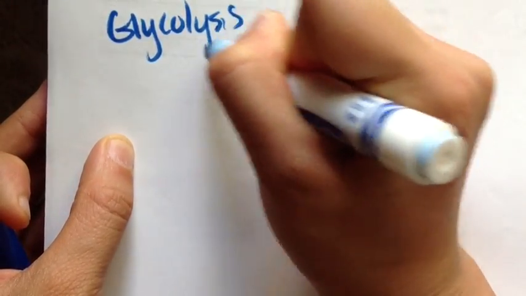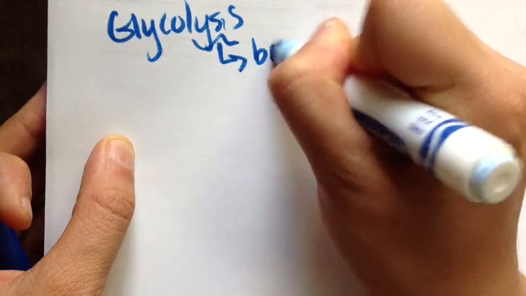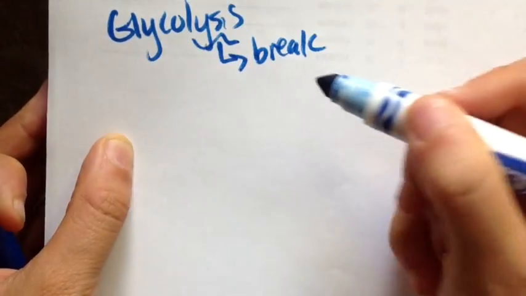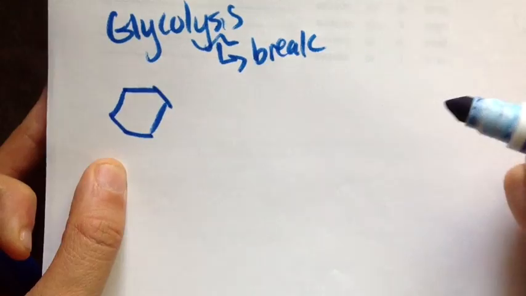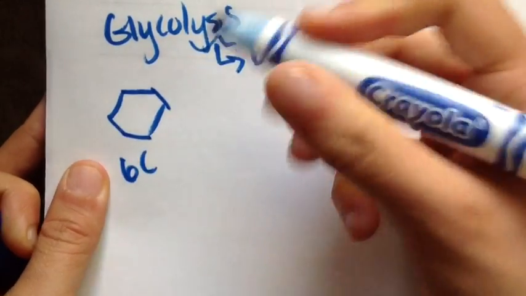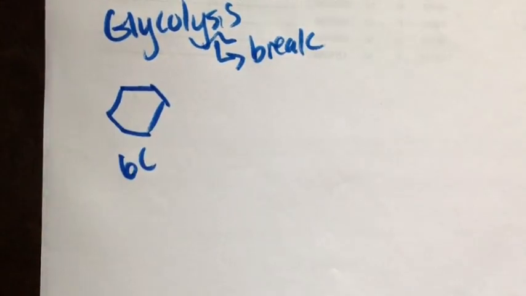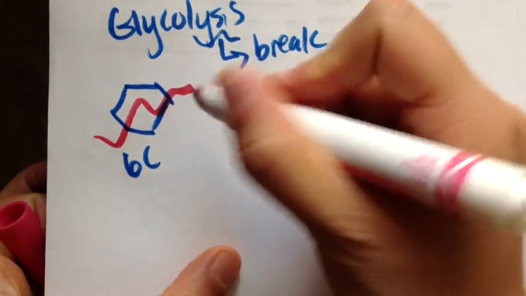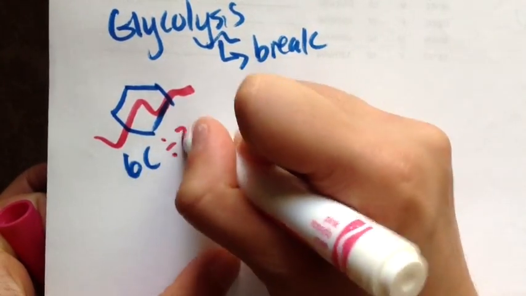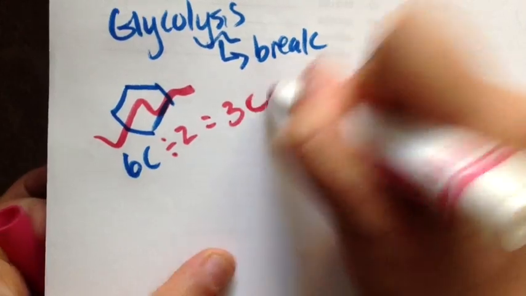Glycolysis, break that word down. Lysis means break, actually. So we're breaking down glucose. We take glucose, our 6-sided sugar, our 6-carbon molecule, and we want to break it. And what do we get? 6C divided by 2. You end up with 3 carbons.